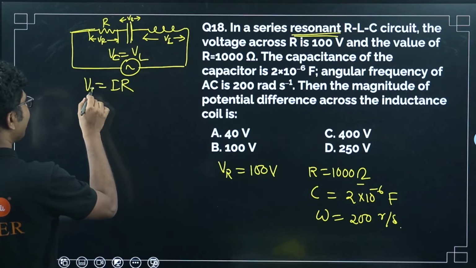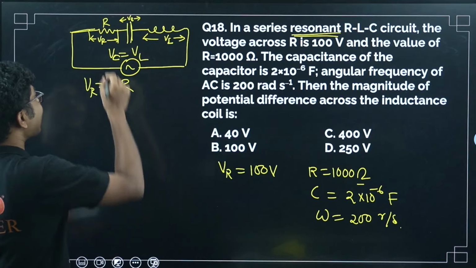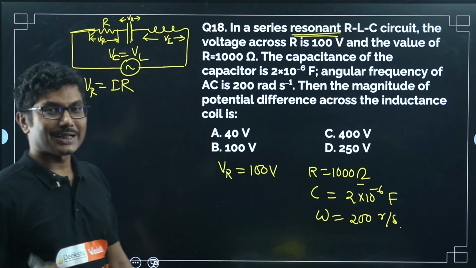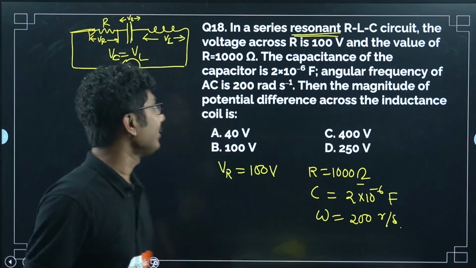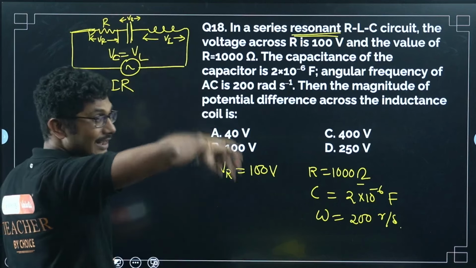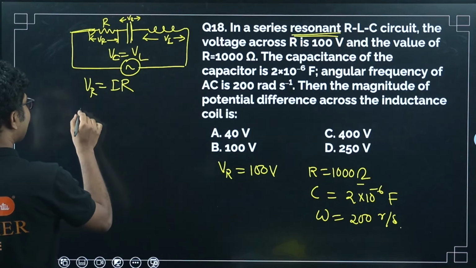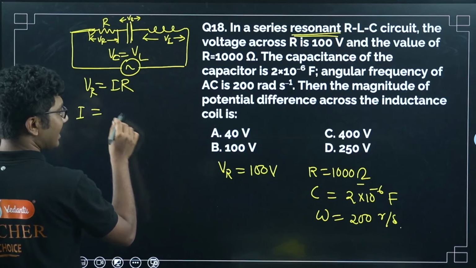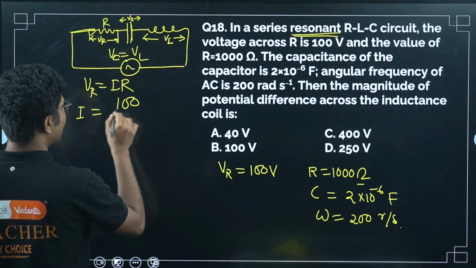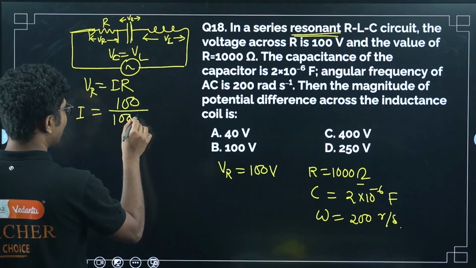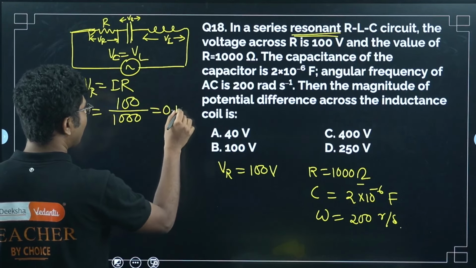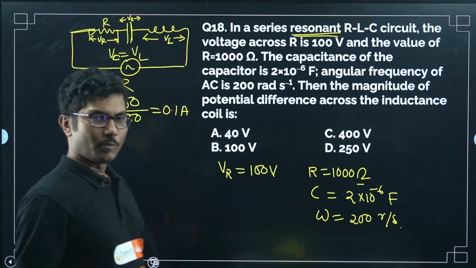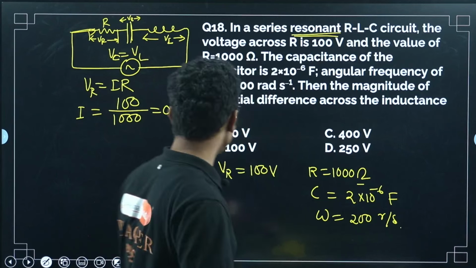Whatever current is flowing through this resistance, because they are connected in series, the same current will pass through VC and VL, right? So first let us find the current. Current is VR, given as 100, divided by resistance 1000, that is 0.1 ampere. Now what will be VC?